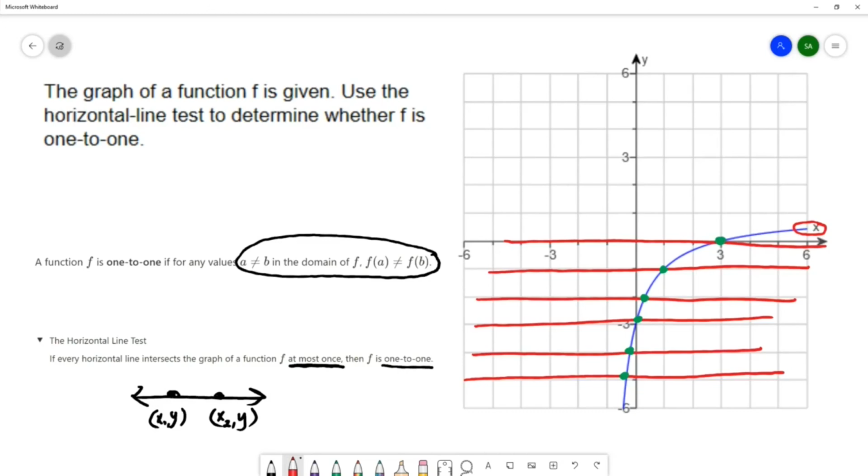Because every horizontal line is crossing at most once, we can say that this function is a 1 to 1 function. So is this graph a function? Yes, it is. Is it a 1 to 1 function? Yes.